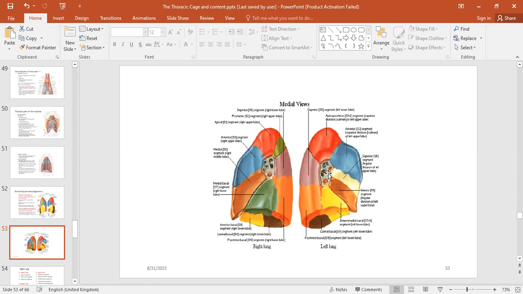Because on the left lung, the pulmonary vein lies in the superiormost aspect within the hilum, as compared to the right lung, where it is the right bronchus that lies in the superiormost aspect. So I want you to remember those facts because they may come in your exam.